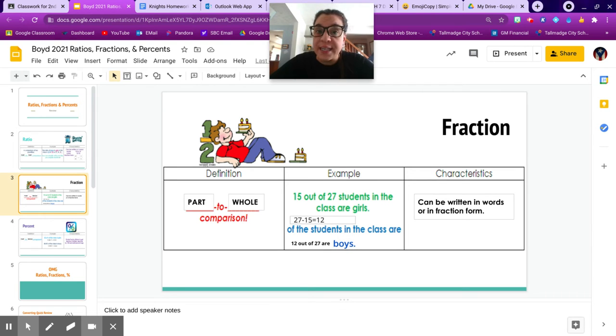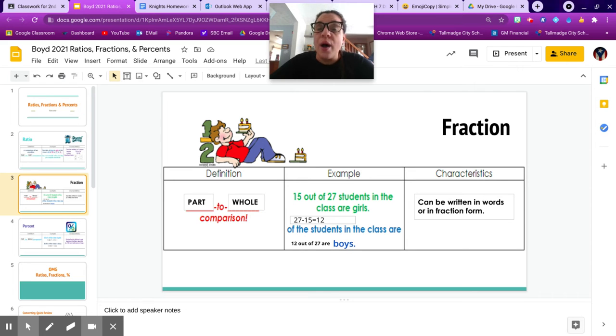12 plus 15 is 27. So there are 27 total students in the class. If I wanted to write the fraction of girls in the class, I would write 15 out of 27 students in the class are girls. If I wanted to figure out the number of boys, I would do 27, which is my total number of students, minus 15, which is the number of girls, and I would get 12 of the students in the class are boys. So that means 12 out of 27 are boys.